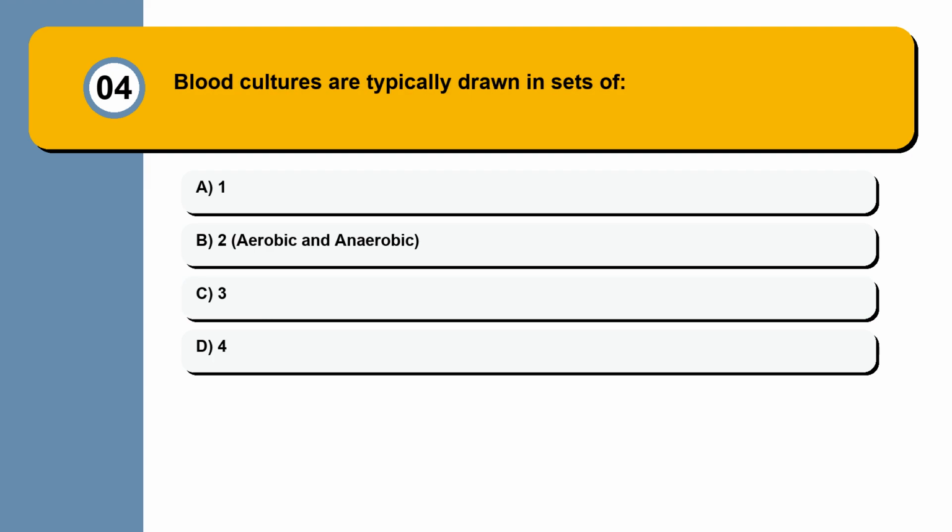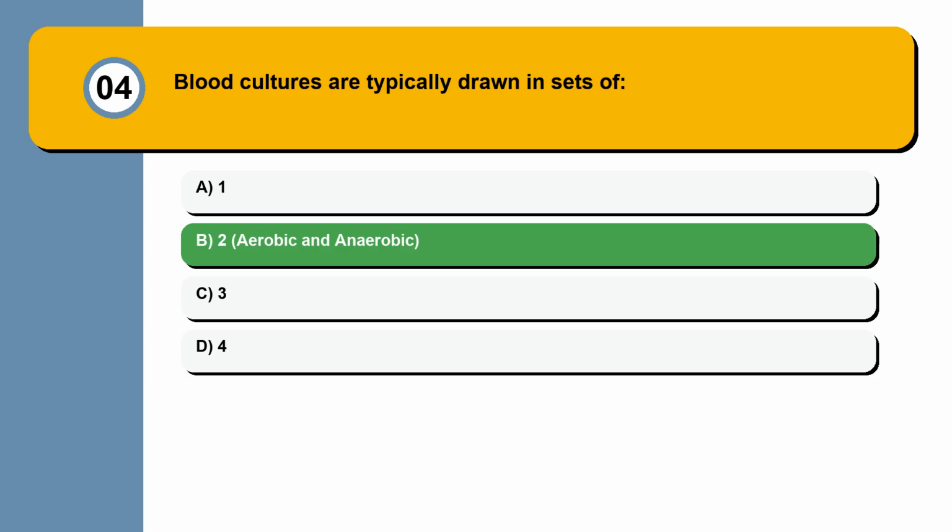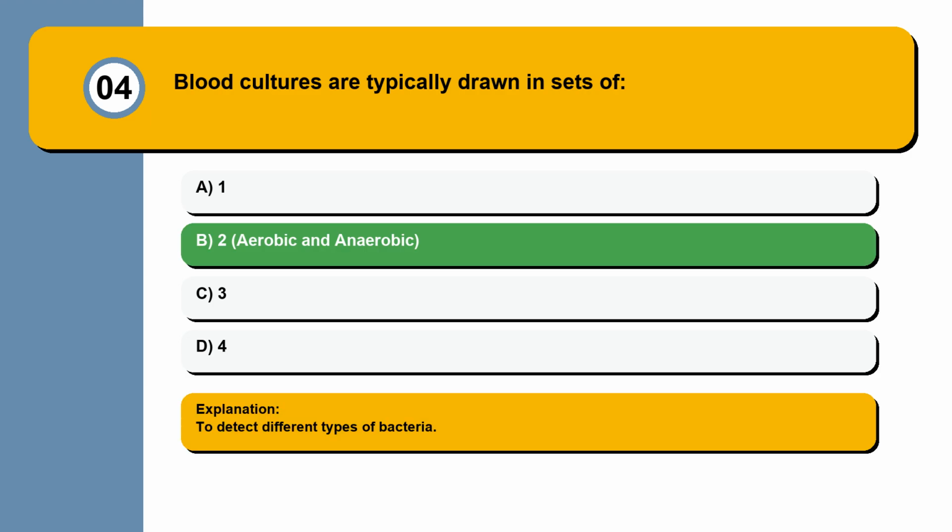Question 4. Blood cultures are typically drawn in sets of 1, 2, aerobic and anaerobic, 3, 4. To detect different types of bacteria.